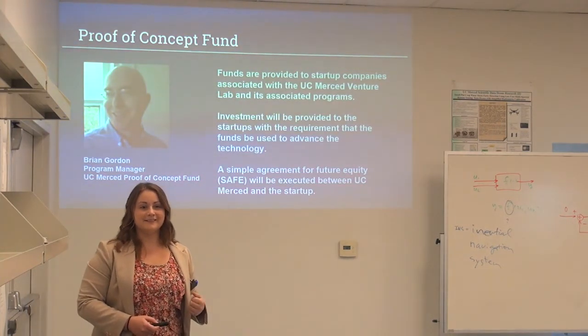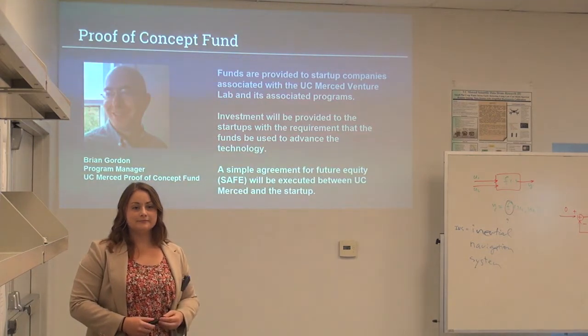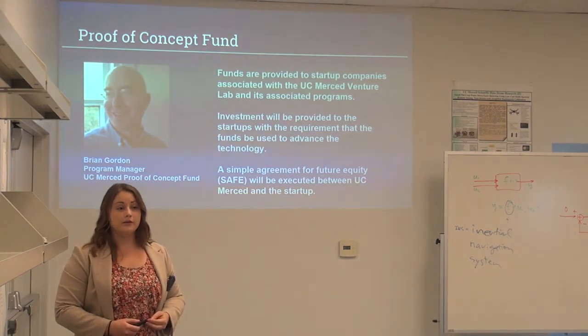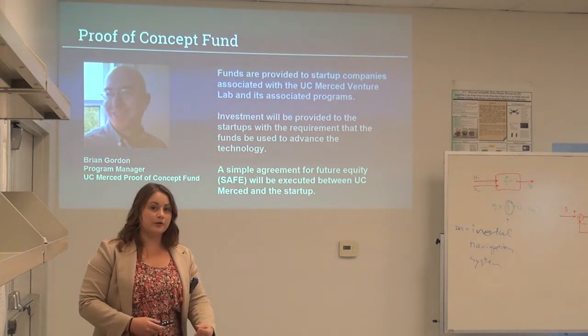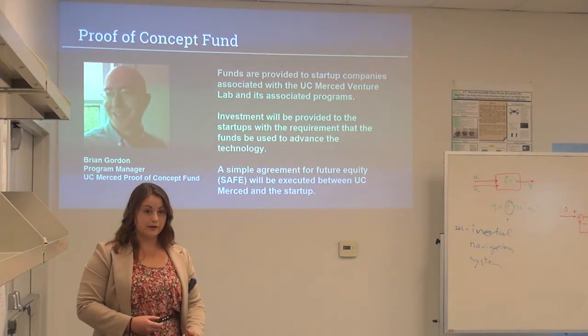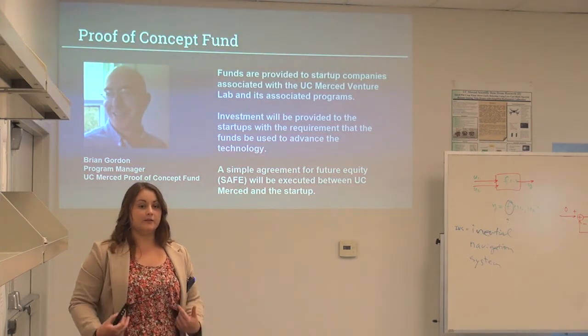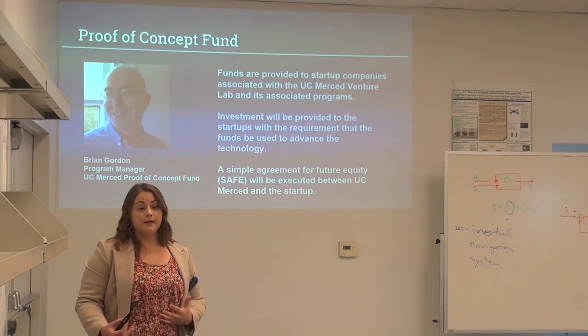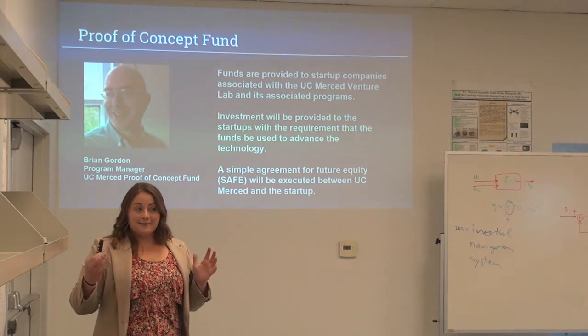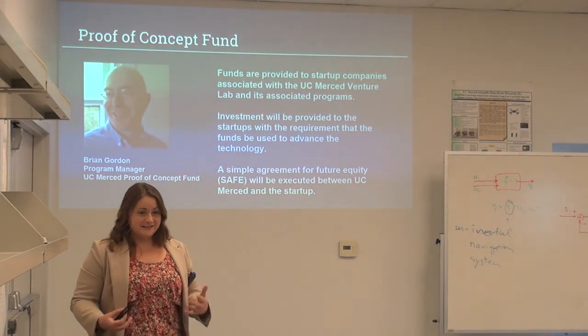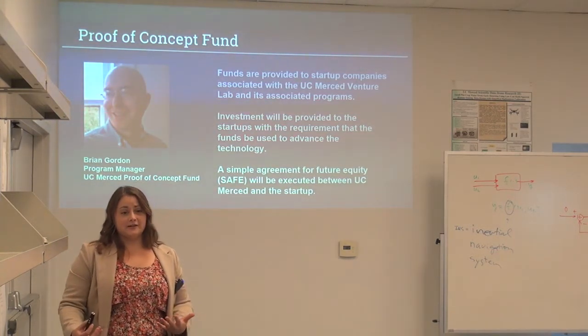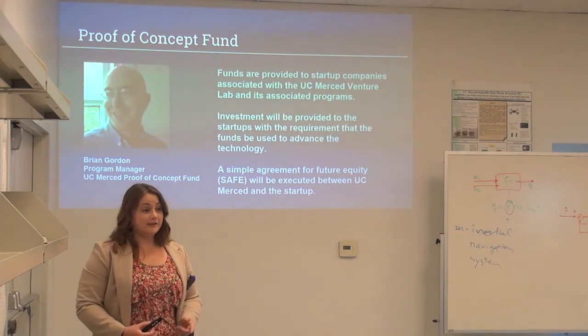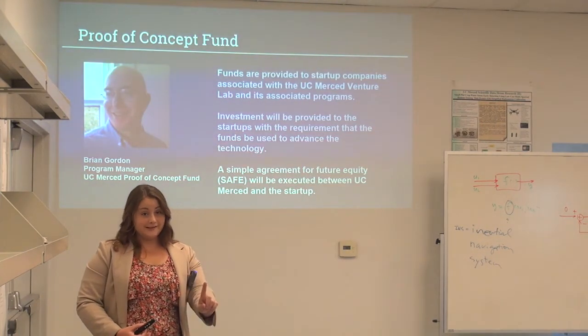So for the proof of concept fund, what's needed to apply? Well, you have to either go through the Venture Lab or its associated programs, or you need to meet with us. And what we're really looking at is we want to see that you've defined your business model. And when I first heard the word business model and business plan, I heard it was like a 50-page document, but it doesn't have to be. It can actually be one page, and it can be really easy.